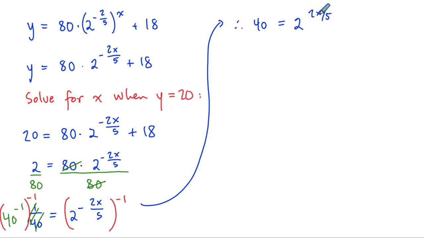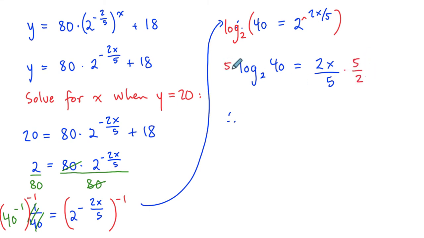Now, in order to solve for x, I need to undo the exponentiation base 2 by applying log base 2 to both sides of the equation. So this gives me log base 2 of 40 equals 2 to the, cancels with the log base 2, and I'm simply left with the exponent 2x over 5. Then to solve for x, I can multiply both sides of the equation by the reciprocal of 2/5. And therefore we get that x is equal to 5/2 times the log base 2 of 40.